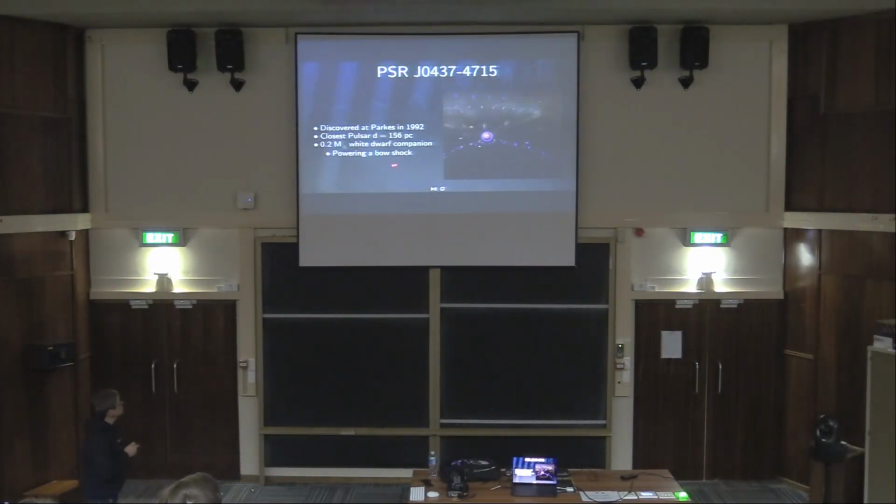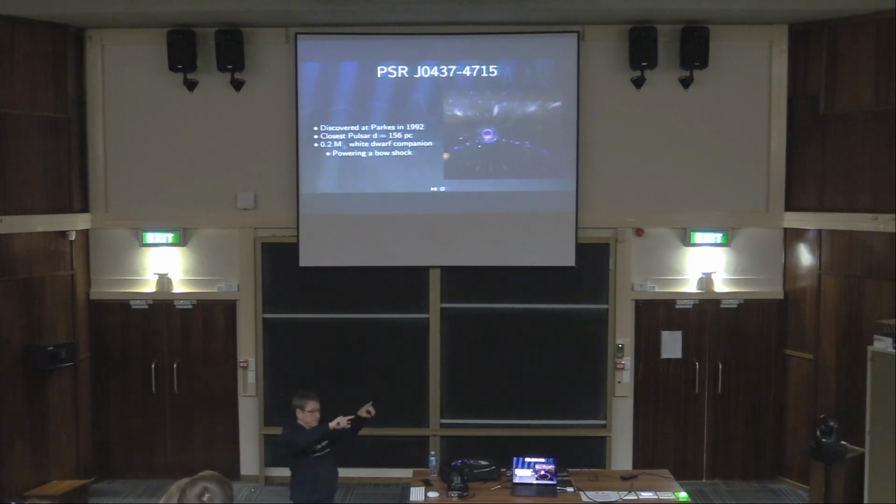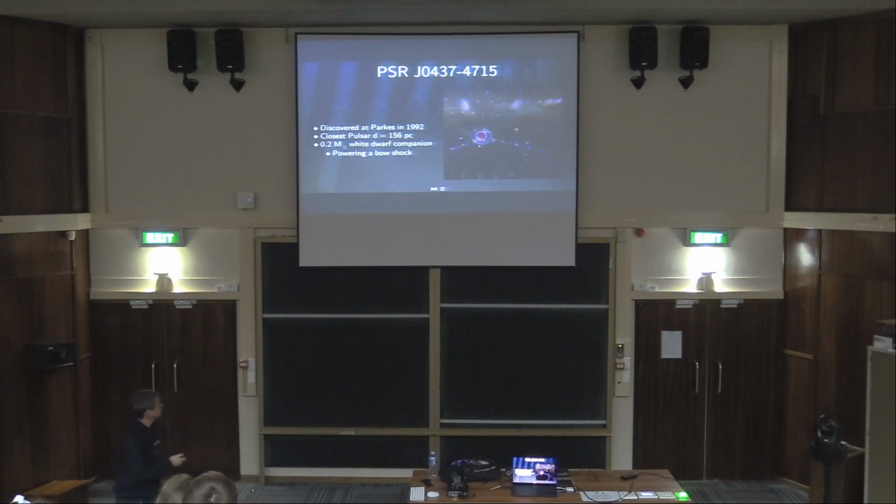J0437 is one of my favourite pulsars. It's the brightest pulsar in the sky that rotates at millisecond periods. It was discovered by Duncan Lorimer back in 1992, and I still remember coming into the office and he just had these two plots and he marched towards me with them, and they had these dark stripes on them showing that we've discovered this incredibly bright pulsar. It has a circular orbit, and it's got a distance of 156 parsecs.